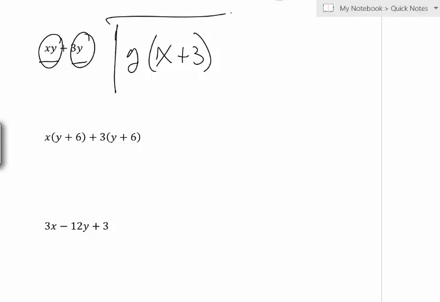So again, factoring is just the opposite of the distributive property. We're sort of going backwards. It's like here was the answer, and that was the problem that we had, okay?